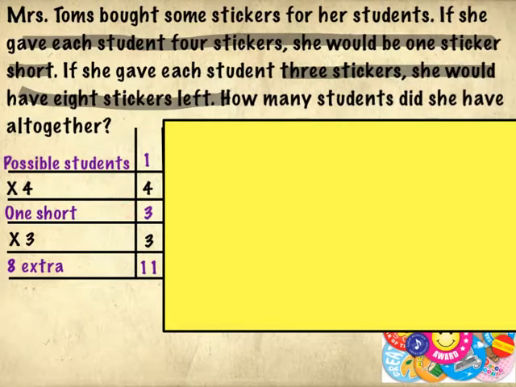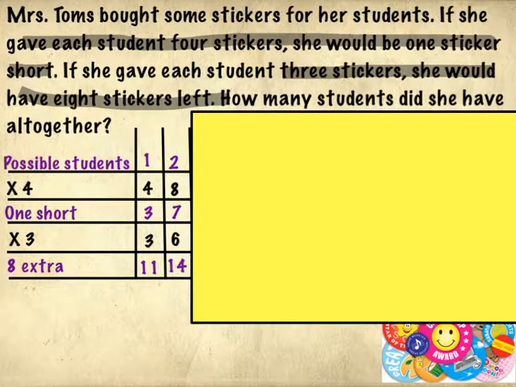These don't match, which means she can't have 1 student, so I'm going to try a different number. I'll say maybe she has 2 students. So if she has 2 students, then 2 times 4 is 8, but she would be 1 short, so she would have 7 stickers. And 2 times 3, if she gave each student 3, is 6. And she would have 8 extra, so that would be 14. So that doesn't work either.